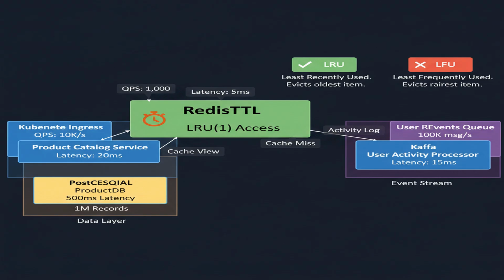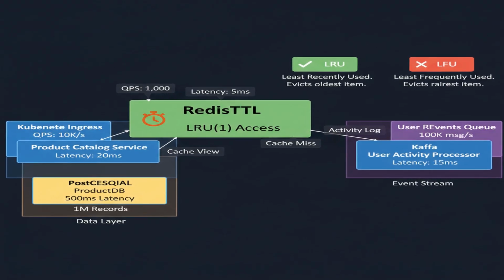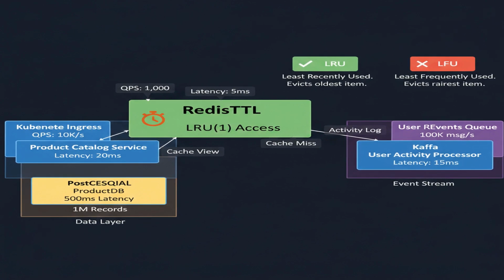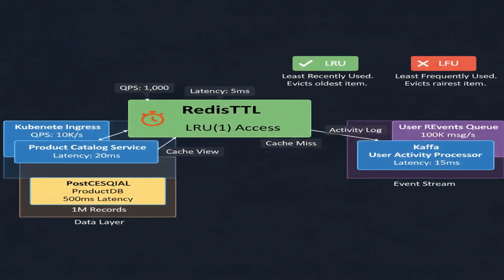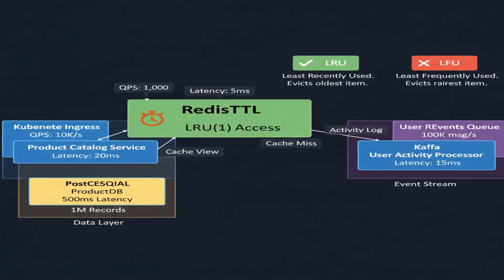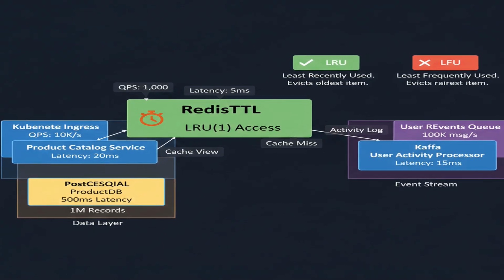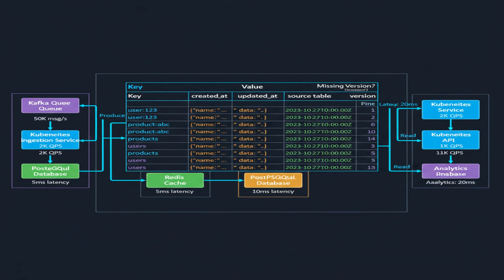Now, your interviewer will push back. Why not use LFU, least frequently used, instead? LRU adapts better to changing access patterns. LFU can get stuck with infrequently accessed but initially popular items. The mistake most candidates make is not considering the trade-offs. We gain freshness with short TTL but sacrifice cache hit rate. We gain high hit rate with large cache but sacrifice cost.